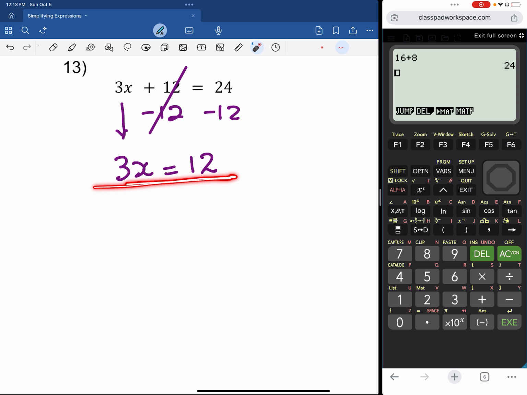I'm not done because I still need to get x completely by itself. Notice that we have 3x. When we have a coefficient attached to a variable like this, it's technically 3 times x. So if I need to get x by itself, I have to do the opposite of 3 times x. We know that the opposite of multiplication is division. So in my last step, I need to divide both sides by whatever coefficient is in front of x. So I'm going to divide both sides by 3.